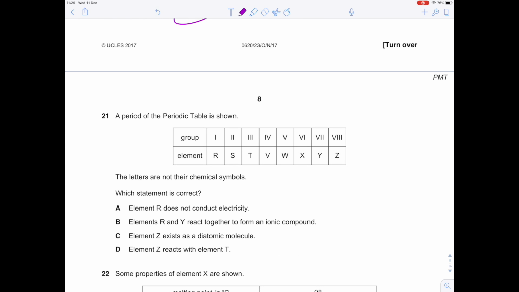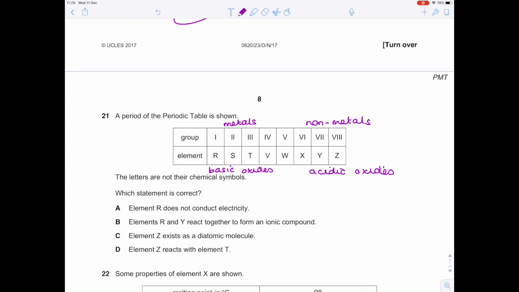A period of the periodic table is shown. The letters are not their chemical symbols. Which statement is correct? Okay, so we've got the metals over here, the non-metals over here. Remember that metals produce basic oxides. I'm just making a few notes to myself. I haven't even looked at the question. Just getting my eye in, as I always say.